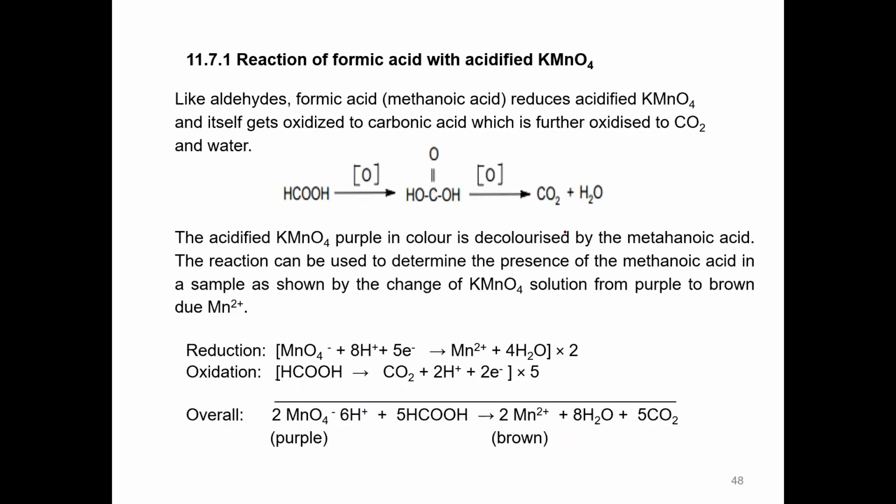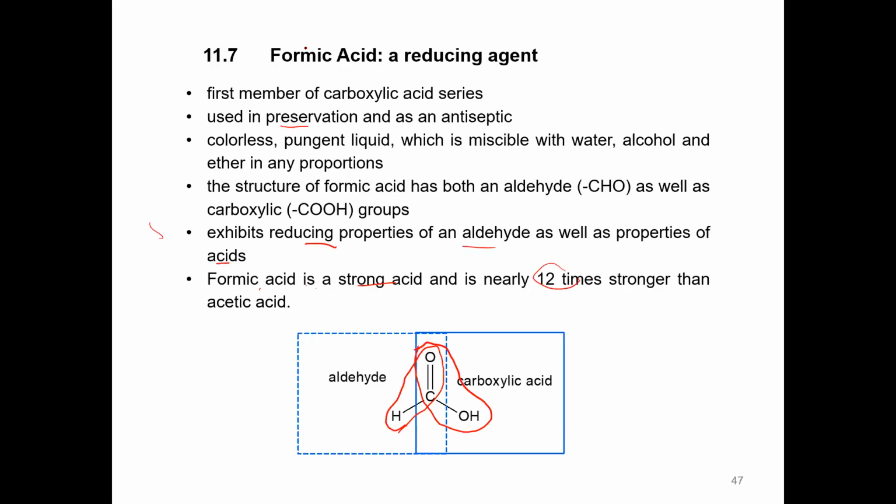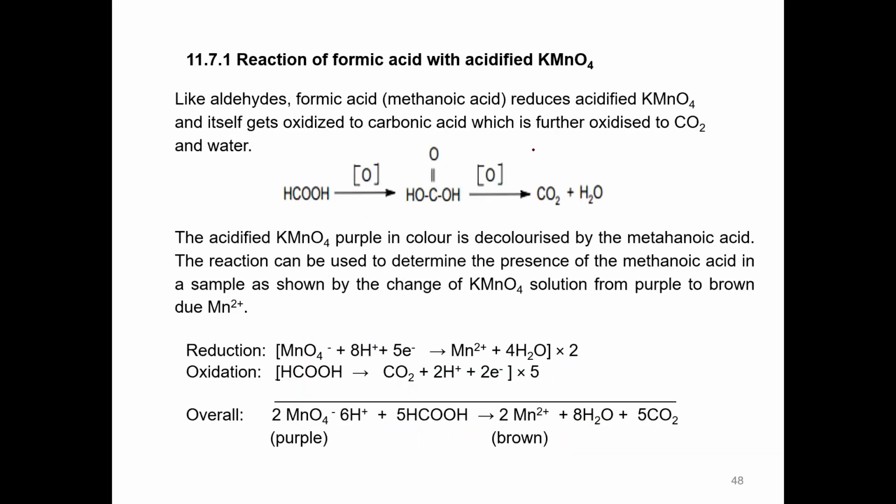So if you have the reaction of formic acid with acidified KMnO4, because dalam formic acid kita nampak dia ada bahagian aldehyde. So when you do oxidation reaction with oxidizing agent, so akan ada reaction lah yang akan berlaku. So like aldehyde, formic acid, methanoic acid reduce acidified KMnO4 and itself get oxidized to carbonic acid which is further oxidized to carbon dioxide and water.